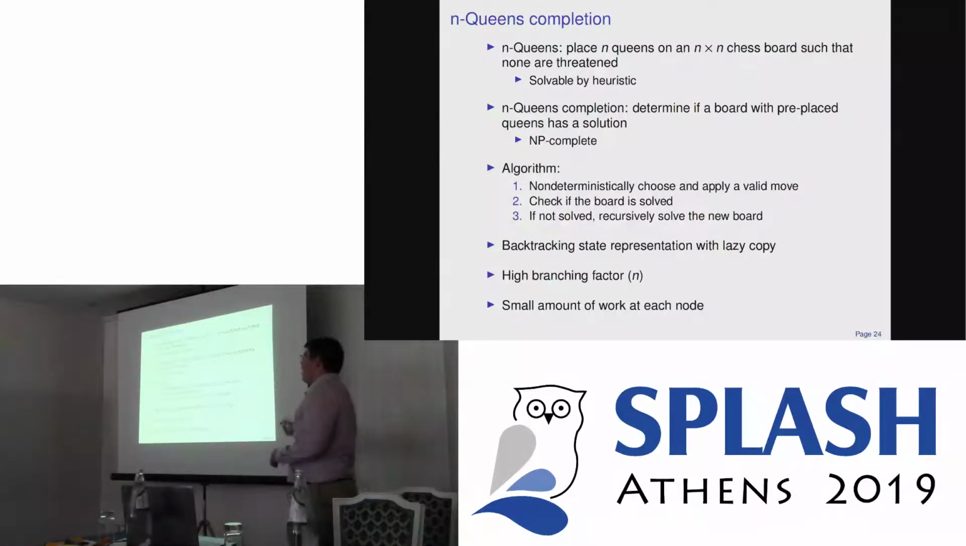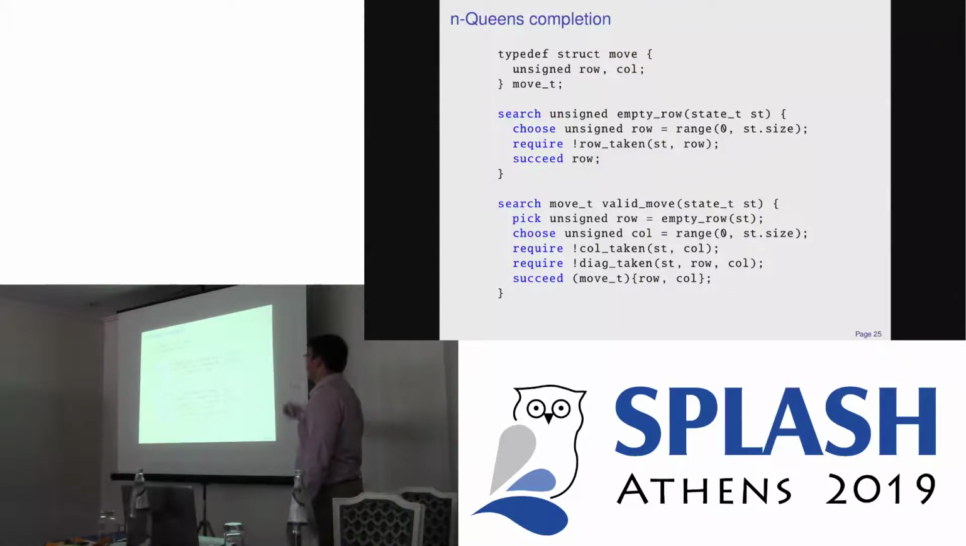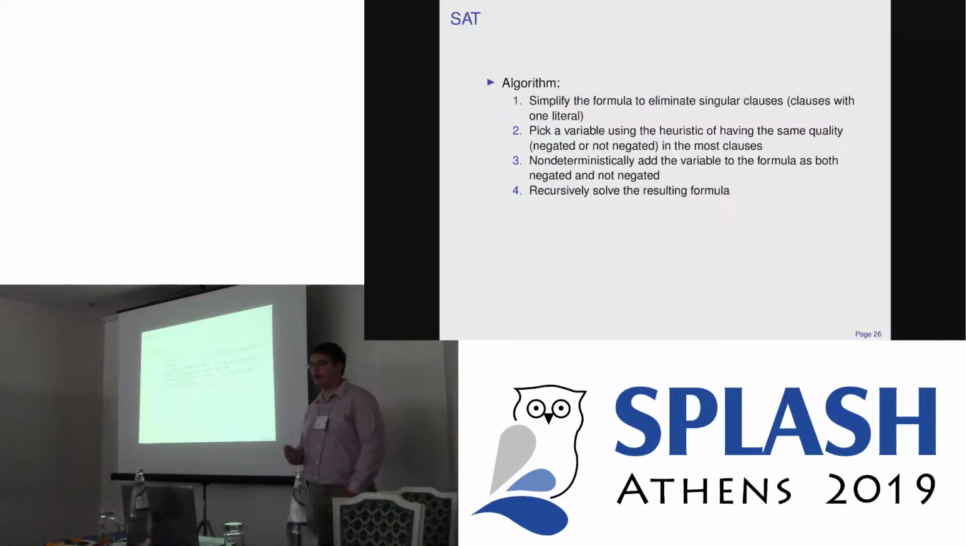This has a very high branching factor because you can place a piece in n-queen in any row of the board, and there's only a small amount of work that you have to do at each node. I'm going to skip over this. This is basically the code you use to make it work. This also uses pick to pick the row that's being placed in.